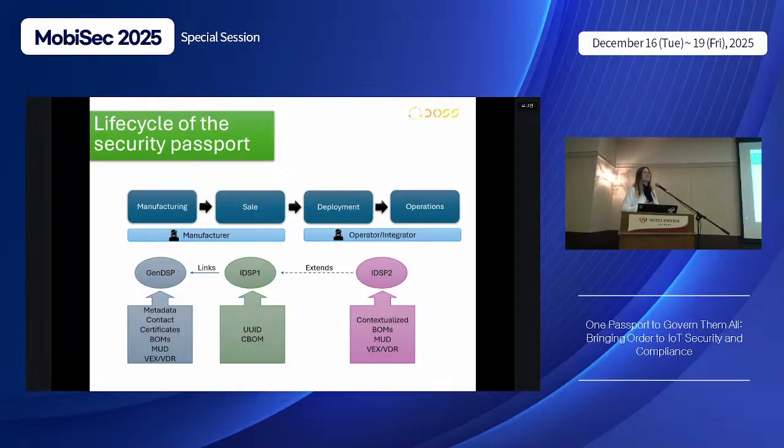And then for each specific Raspberry Pi, following with the example, we have an instance of this passport, including the unique ID for this specific device and the cryptographic keys using the CBAM. Then when the device is sold, we go to the operational domain. And here, the operator or the integrator takes the role of extending the information that is included in the passport, because we already have information that is contextualized in a specific domain.